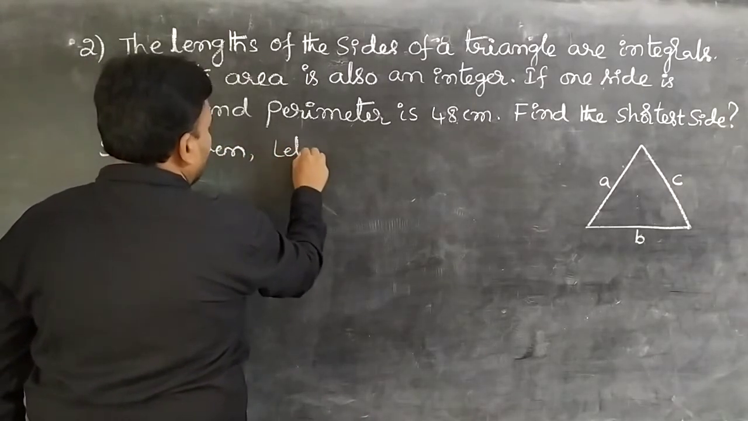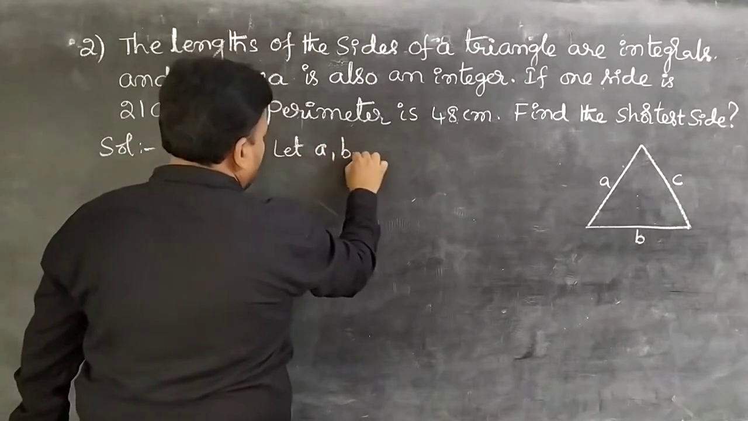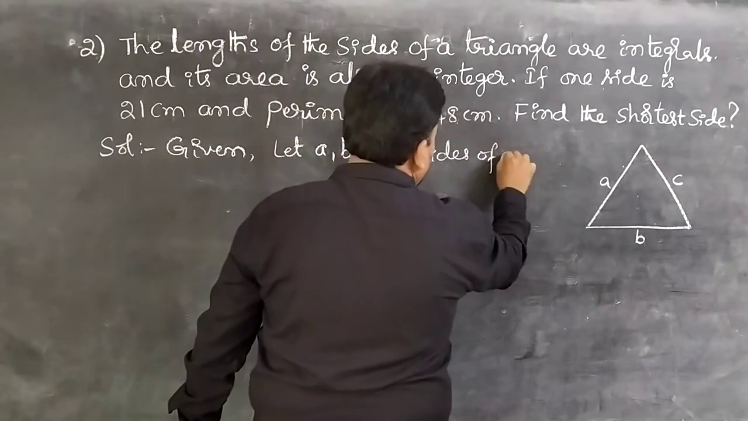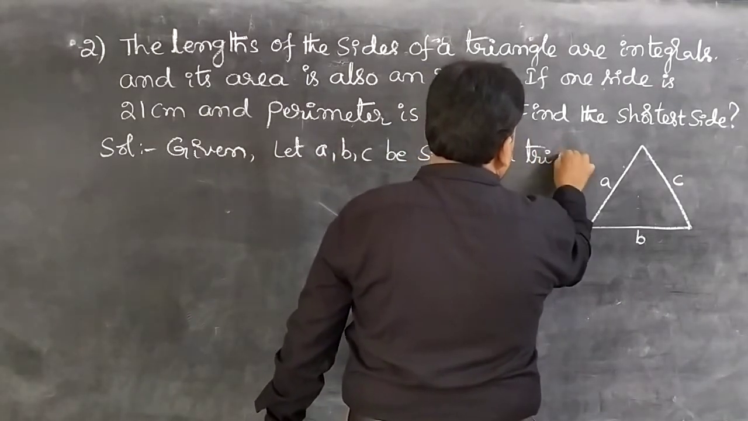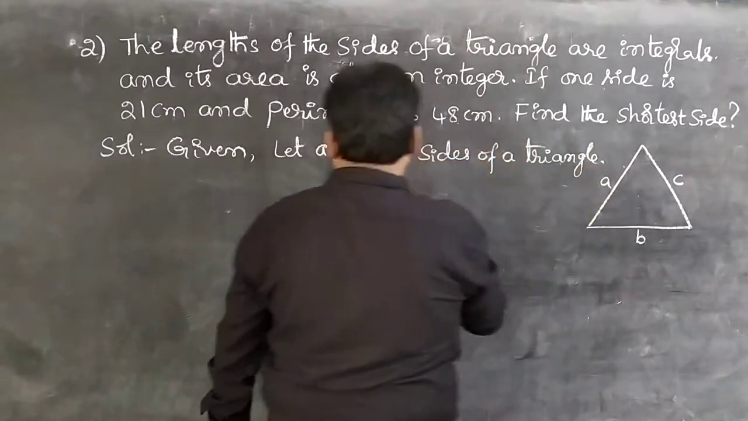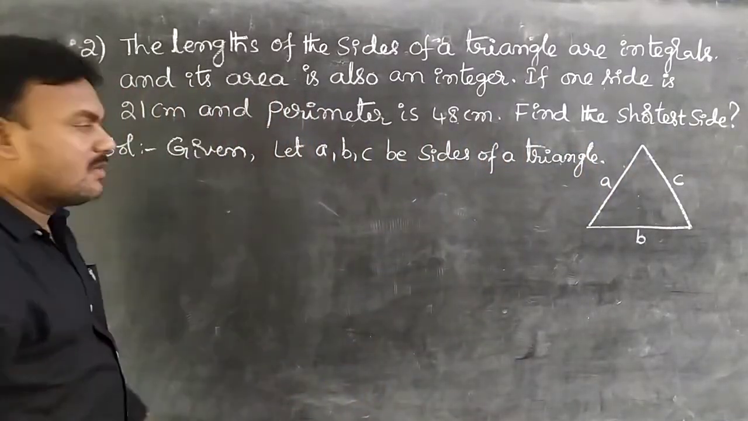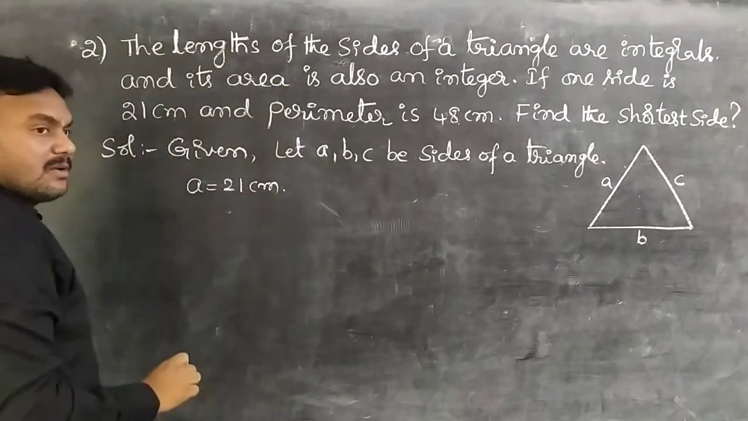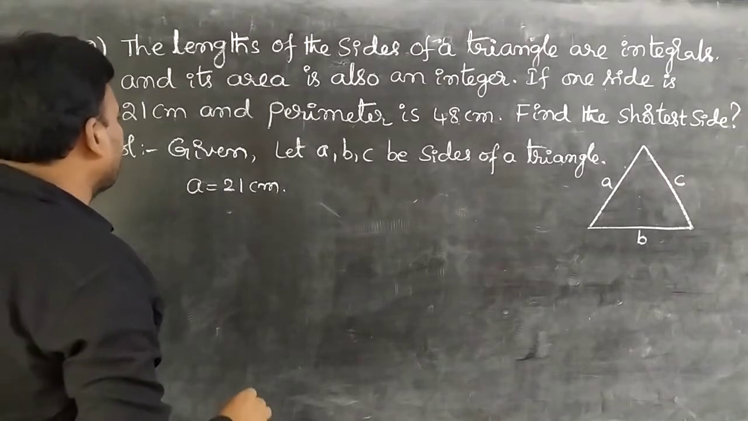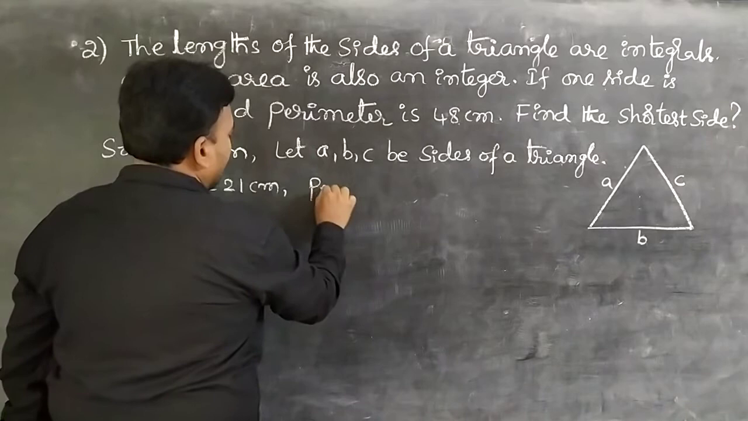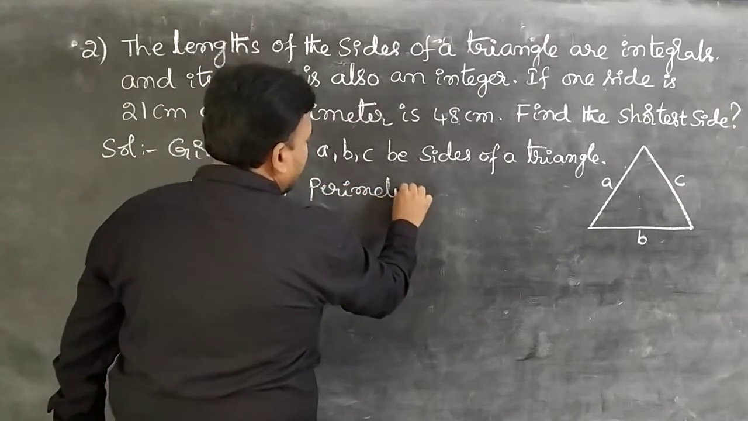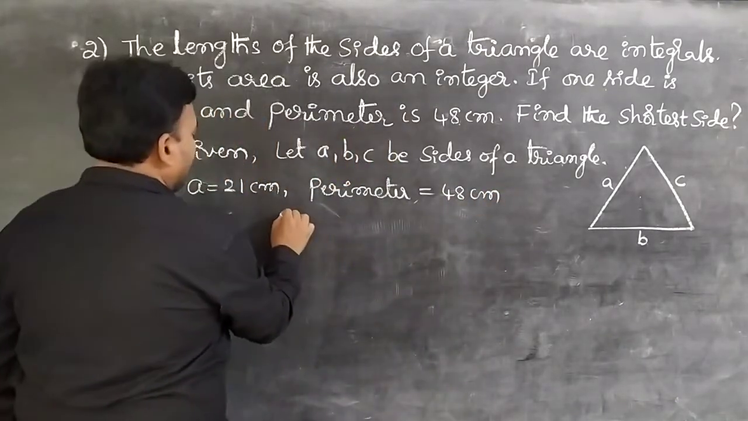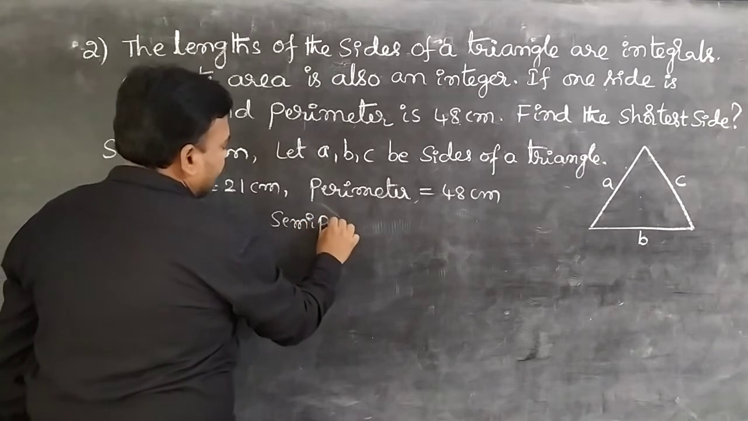Let A, B, C be the sides of a triangle. Here one side value is given, students. How much is given? 21 centimeters. So A equals 21 centimeters. And also given here is the perimeter, right? So perimeter equals how much is given? Perimeter equals 48 centimeters. Then the semi-perimeter, we find the semi-perimeter.